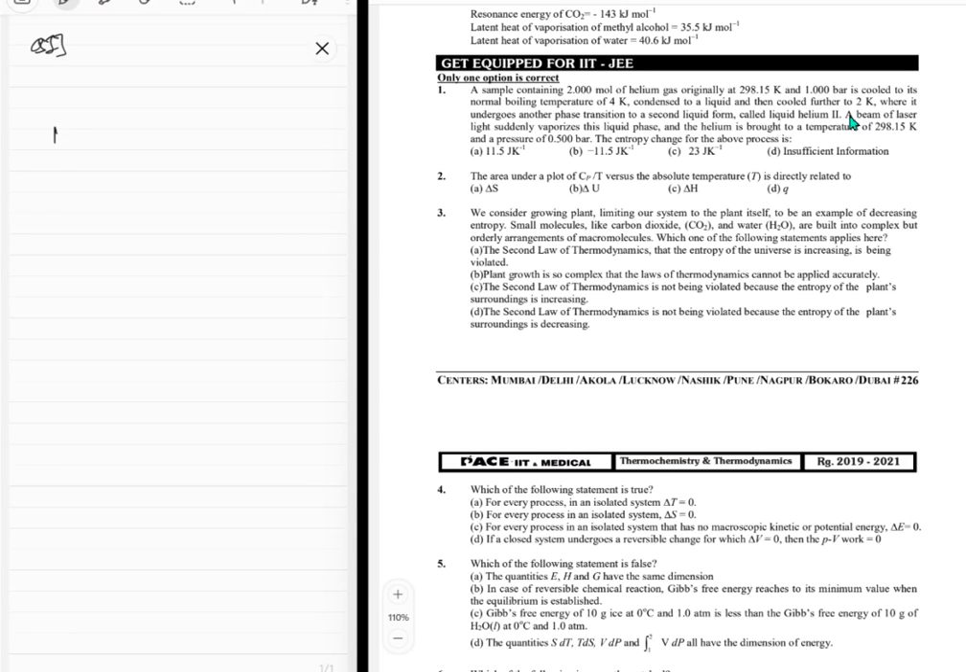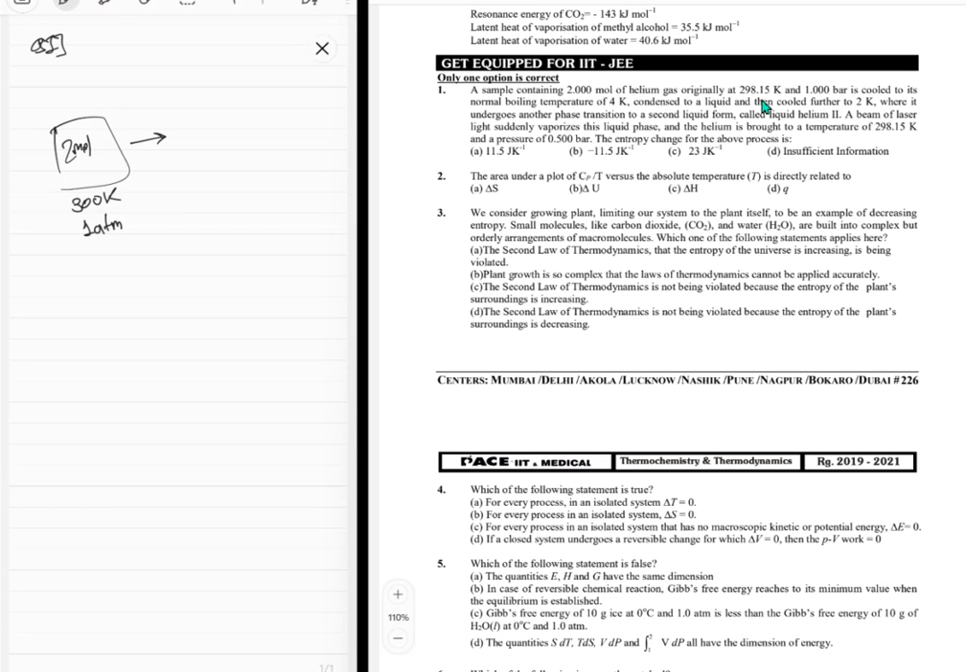So we just have this container with 2 mole helium gas. Helium is basically like an ideal gas, right? No interactive forces in between these. It's a small molecule. Originally at 298.15 Kelvin, which is approximately 300 Kelvin, and it's 1 bar. A bar is like 1 atmosphere, right? So it's just 1 atmosphere.